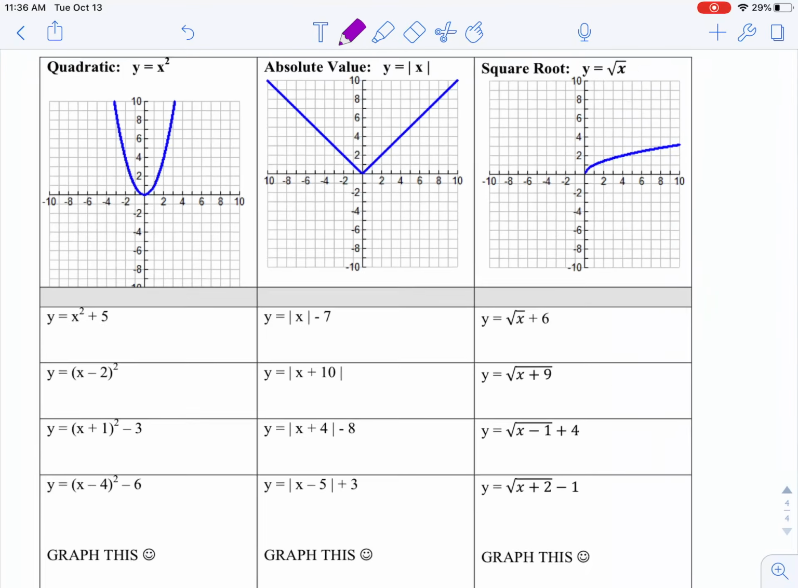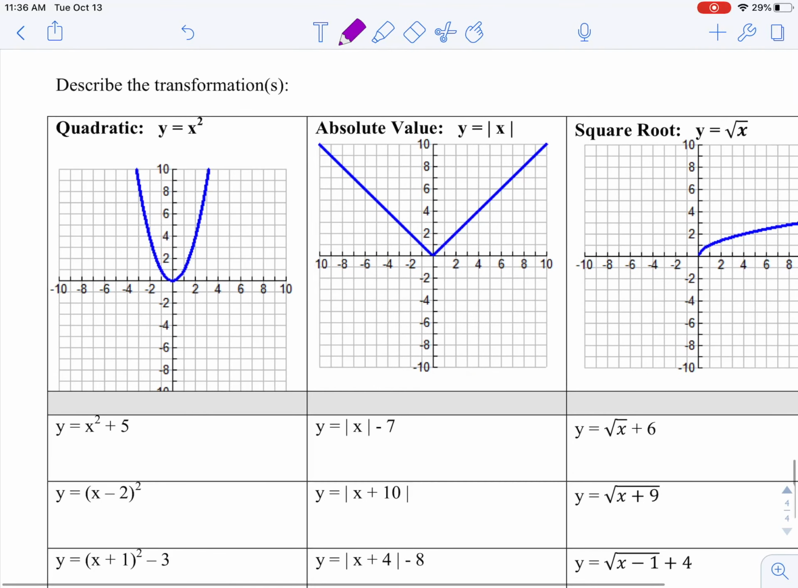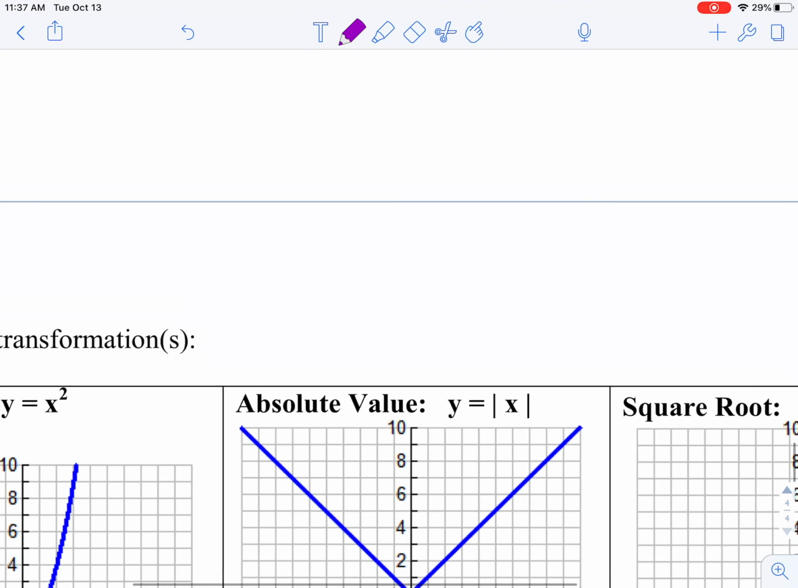All right, the last part of this is this great little reference that you'll have here. And this is saying, describe the transformations. So to graph them, we are always going to start with our parent function. Okay, I'm going to write that here again.